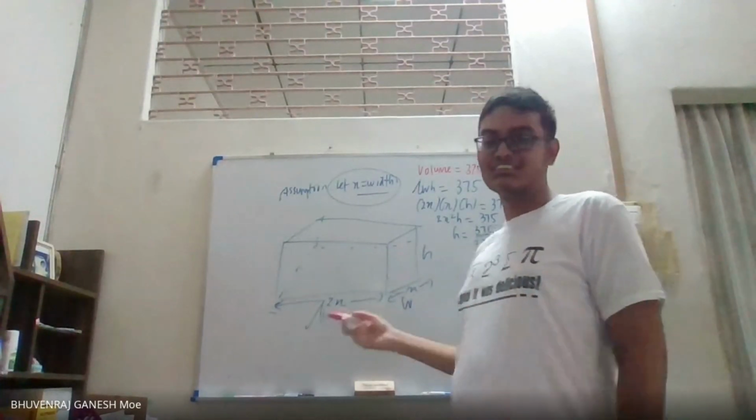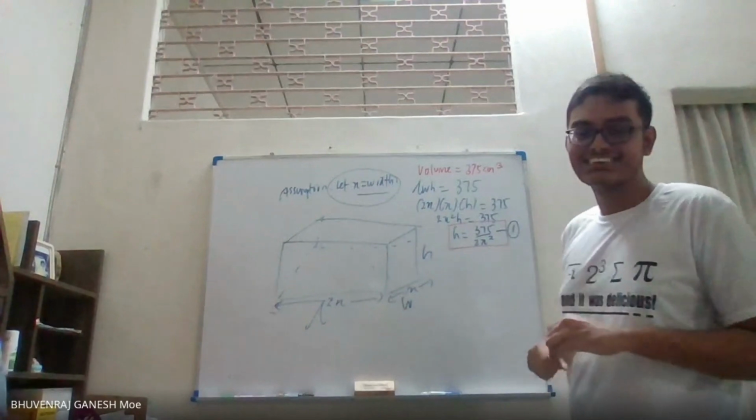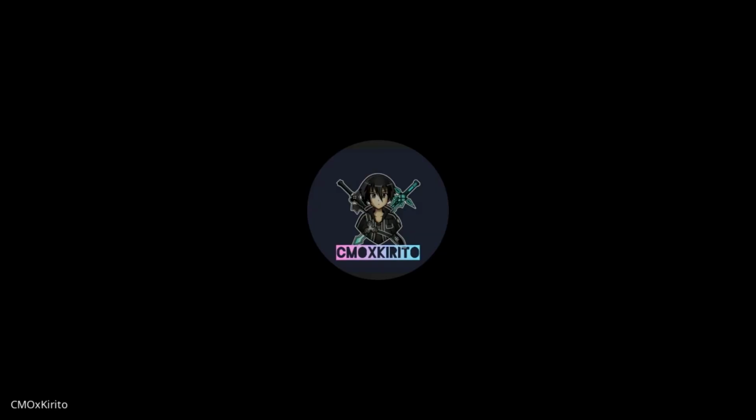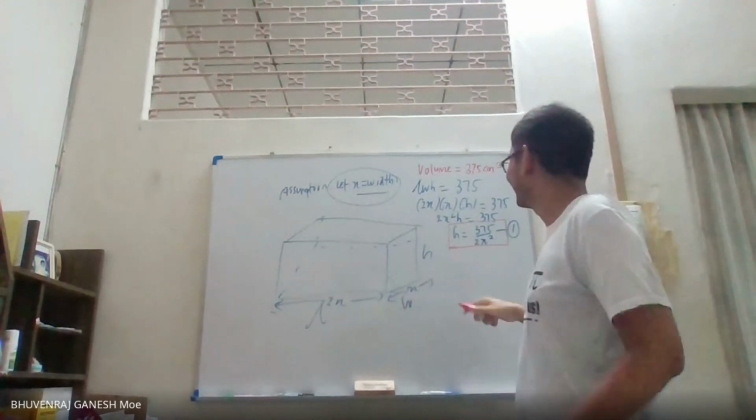Okay, so here, h is 375 over 2x squared. Okay. So now you're the powerhouse. Nothing for me to do today. I'll give questions soon.